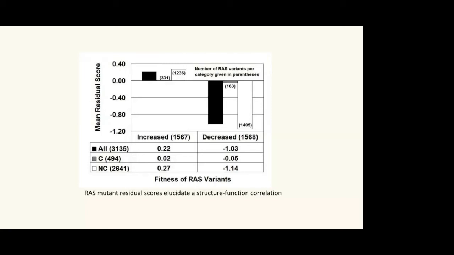So to do that, we created this graph you see right here, and that just shows the fitness. The x-axis is a measure of the structure, and the mean residual score on the y-axis is a measure of the functionality of the resulting mutant. So these bar graphs are in line with what we wanted. Again, I'm not going to go into too much detail here, but we split up the 3135 mutants into conservative mutations and non-conservative mutations. The conservative mutations are denoted by C and non-conservative by NC.